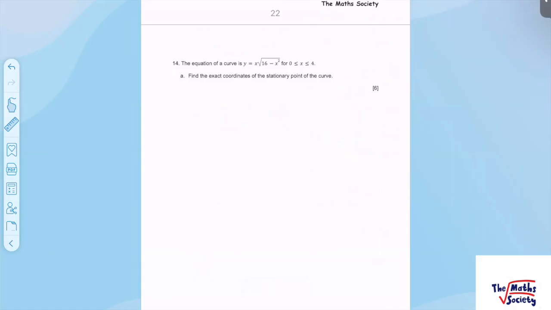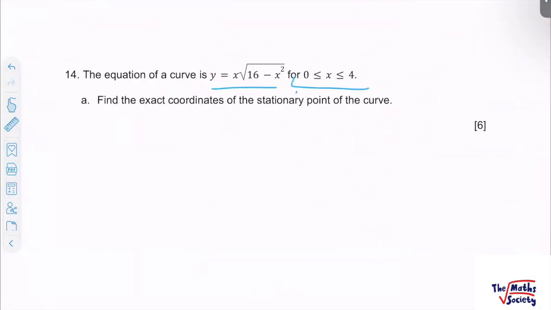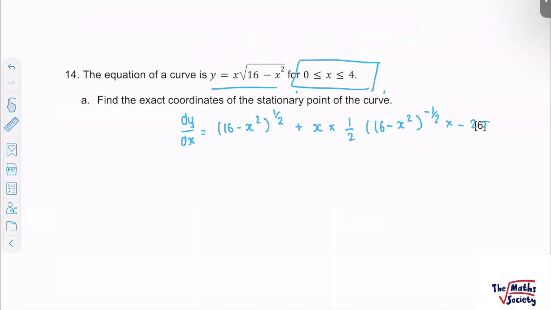So it says that the curve is this equation for this range, exact coordinates. We're just going to find dy by dx. That's 16 minus x squared to the half, plus x multiplied by half, 16 minus x squared to the minus half, multiplied by minus 2x. Minus 2, just write it.